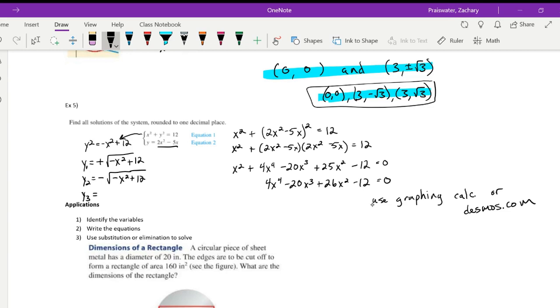And then y3 is equal to 2x squared minus 5x. Now, unfortunately, I don't have a graphing calculator I can show this to you, but when you type all those in your calculator, if you hit second and then calc, there's an intersect command you can do to find the intersections, find where the graphs intersect.